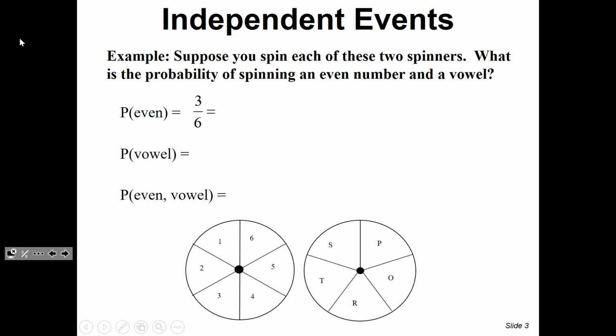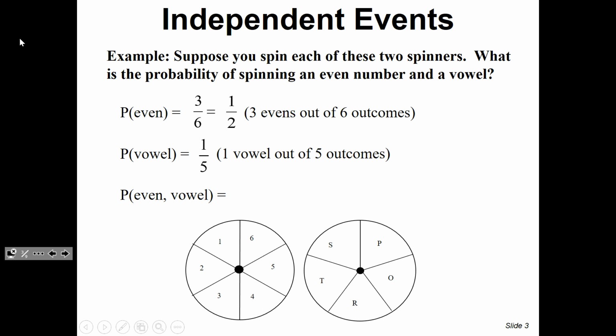And just like with our ratios, we want to simplify when we can. So we'll just simplify. So this simplifies to 1/2 because there were 3 evens out of 6 possible outcomes. All right, now we're going to do the same thing for our vowels. So on the spinner with the letters, how many possible outcomes are there? 5. And how many of those are vowels? 1. So the probability of hitting a vowel is 1 out of 5.